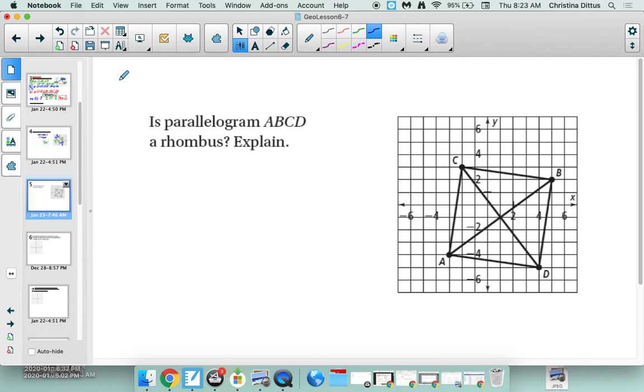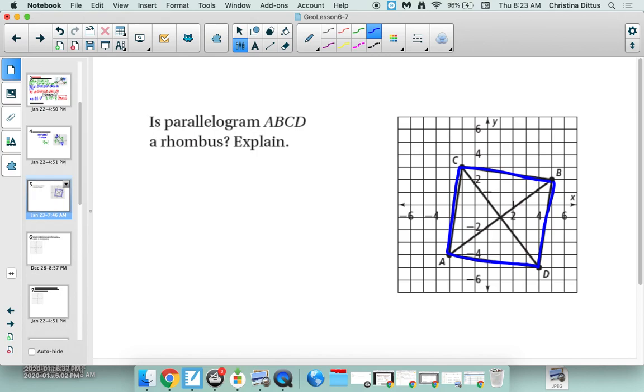So we're just going to try to prove that all these sides are the same. So we have to do the distance formula 4 times. Oh! Yes, I'm so smart. You are so smart. What do you want to start with? Oh, we should label these first.